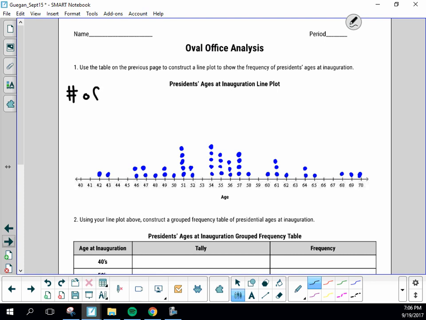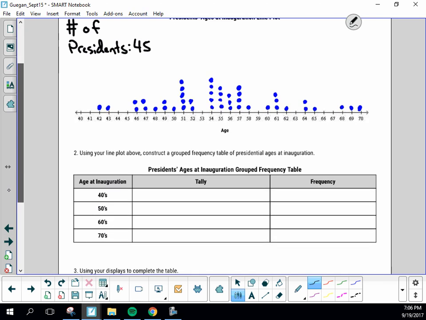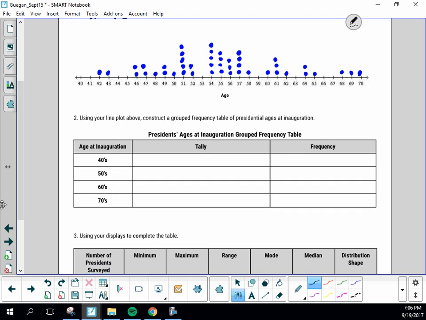Number of presidents is 45. That's important that you continue to check that you actually have 45 data points throughout these representations as you continue through this packet. Okay, so that's our dot plot, line plot. Make sure that yours looks similar to mine, and we're going to move on to number 2.